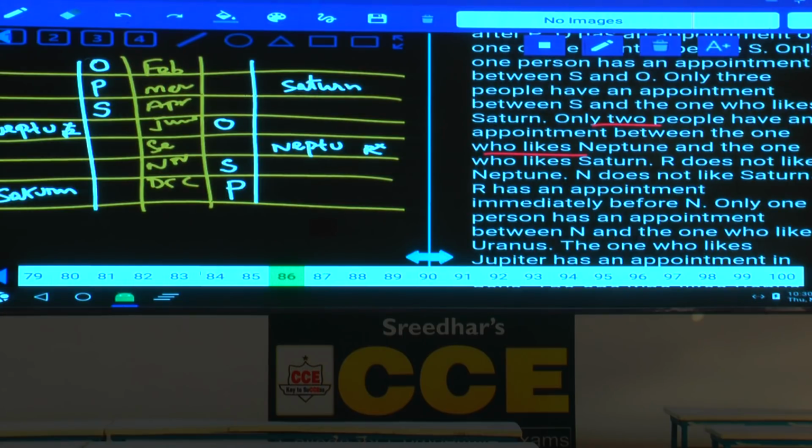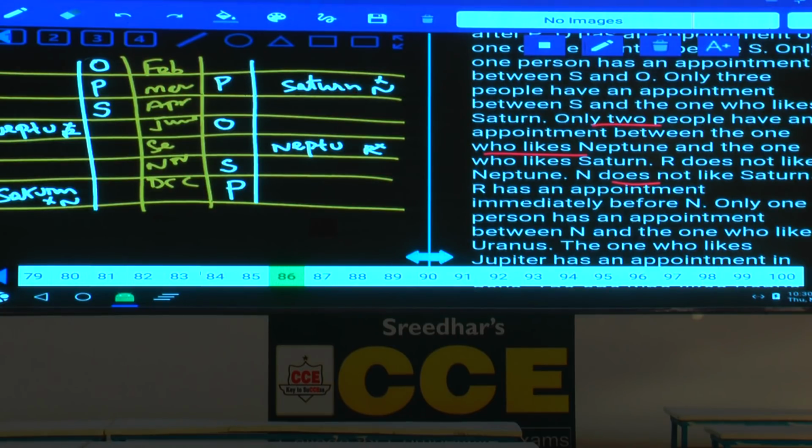Are you following this or not? R cannot be Neptune. N does not like Saturn. N cannot be here. And next, R has an appointment immediately before N.